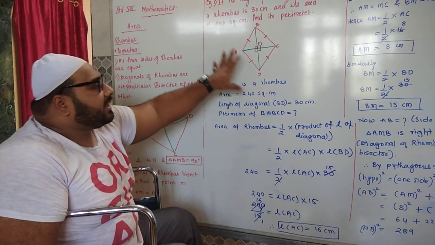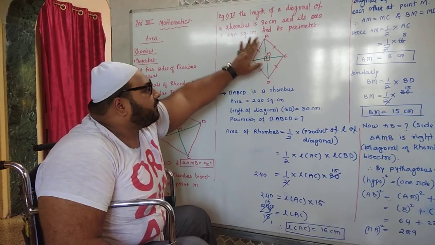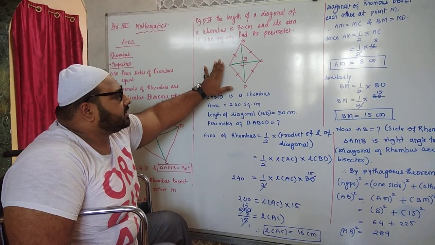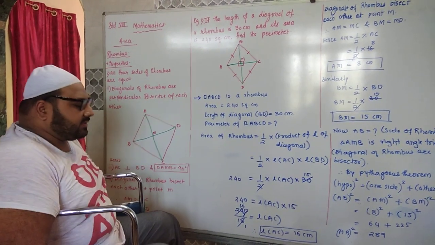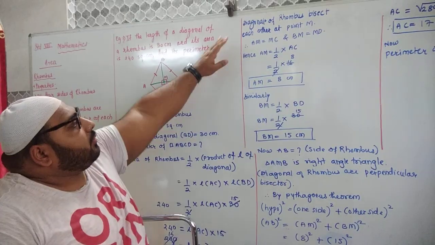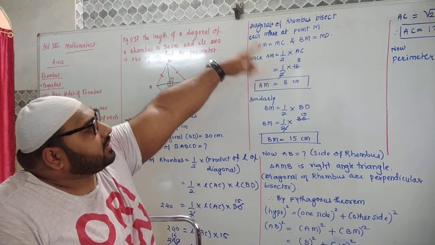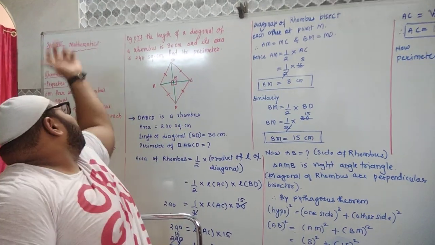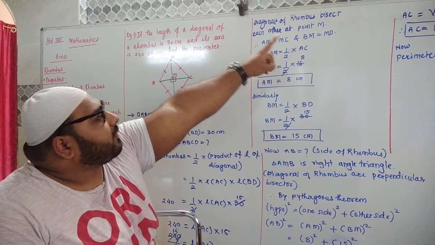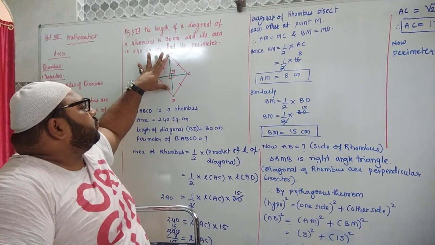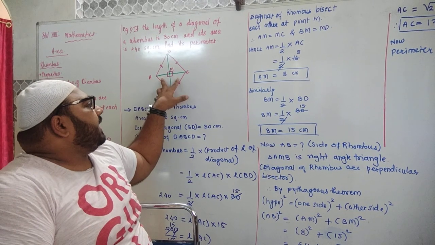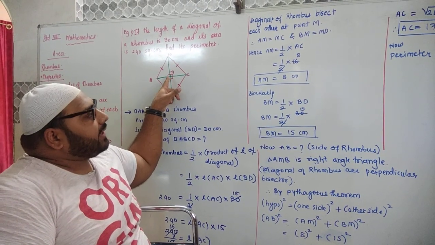Here we get the length of another diagonal also. Now we have the length of both the diagonals, that is BD is 30 centimeter and AC is 16 centimeter. Now we are going to make use of another property of the rhombus, that is, diagonals of a rhombus bisect each other at point M. So you can see these two diagonals BD and AC bisect each other at point M.